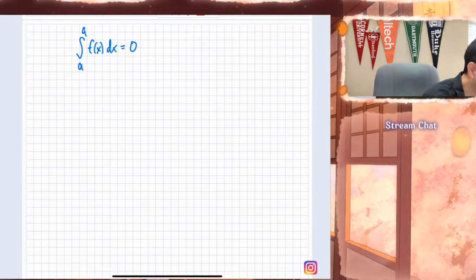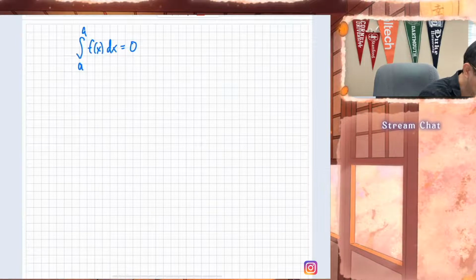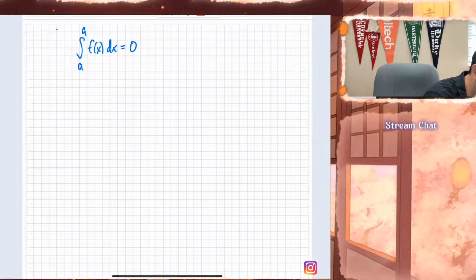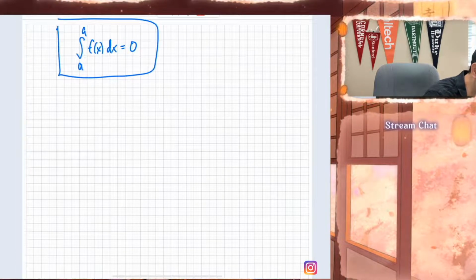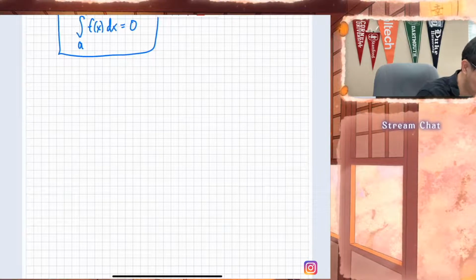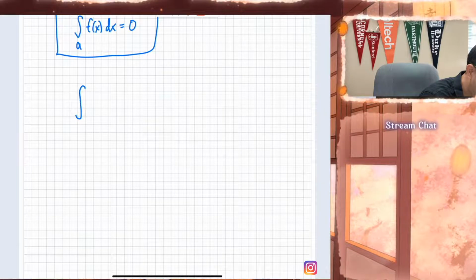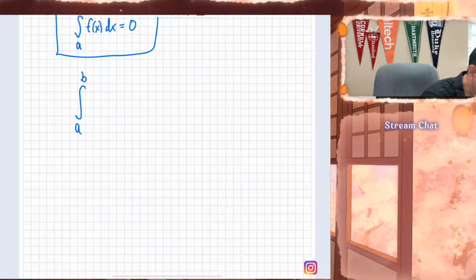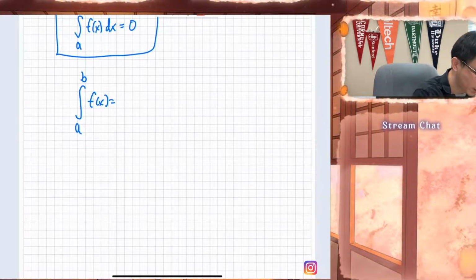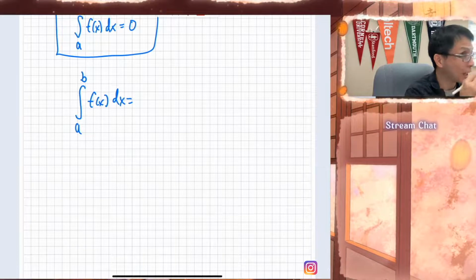Okay, so that's the first one. The second one, I will tell you. So this is an easy property. This I don't need to teach you. You already fundamentally understand it. The second one's kind of tricky though. I'm going to tell you in a second. If you have the area between a to b of f of x, and that could be any random number.